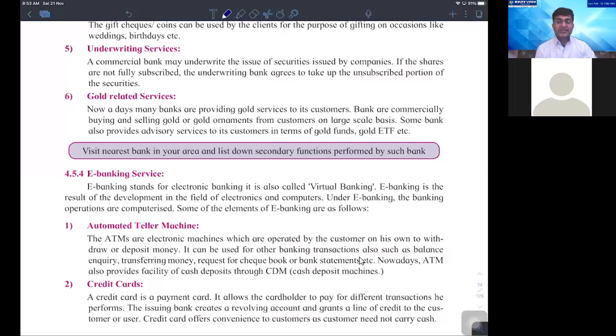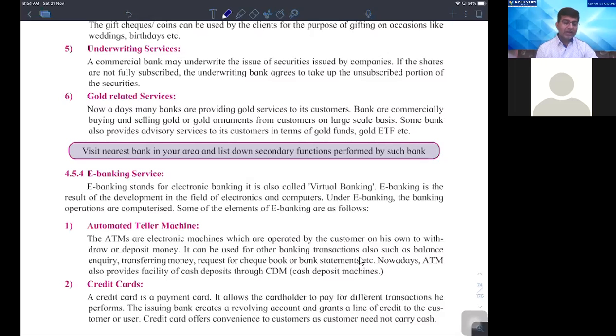Then underwriting services. Now this underwriting service is basically linked to the issuance of shares. जब भी कोई कंपनी अपने शेयर्स मार्केट में लाती है तो उनको हमेशा एक रिस्क होता है कि उनके सारे शेयर्स मार्केट में बिकेंगे या नहीं. In such case, to protect from that risk, the banks provide this service. In fact, this should be covered in the agency service also, because these underwriters are called as underwriting agents. A commercial bank can underwrite the issue of shares issued by the company.